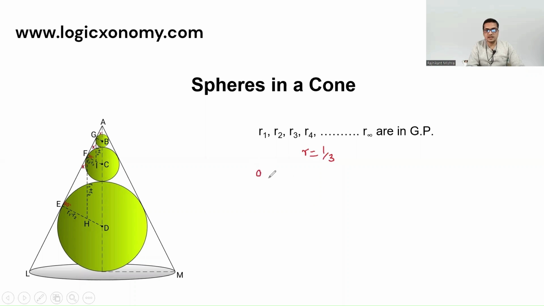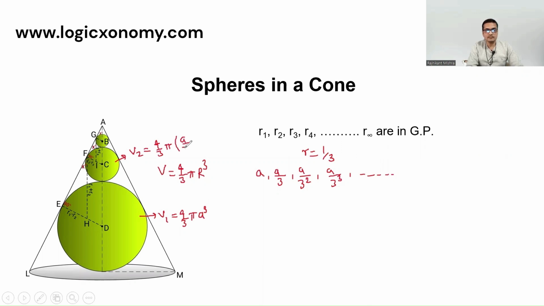Now the series is A, A by 3, A by 3 square, A by 3 cube, and so on. Means the volume of this sphere is equal to 4 by 3 pi A cube. Volume of this sphere V2 is equal to 4 by 3 pi into A by 3 whole cube.